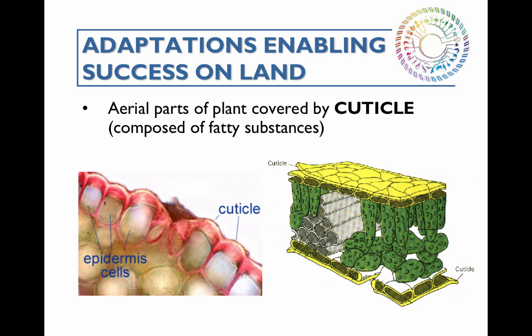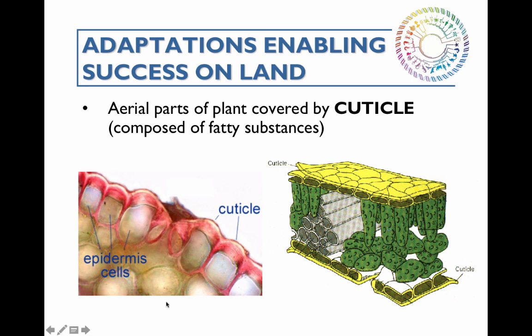So here's a couple of diagrams. On the right hand side we have a section through a leaf. We have an upper epidermis here in yellow and a lower epidermis down below. But those two epidermal layers are covered by this waxy or fatty substance, the cuticle, lying across the top. The cuticle reduces transpiration, or reduces the evaporation of water from the aerial parts of the plant.